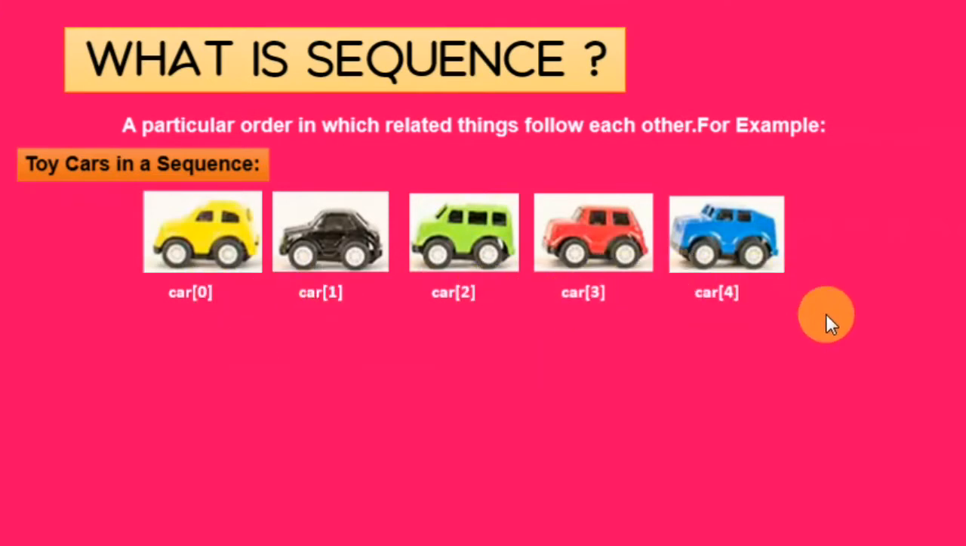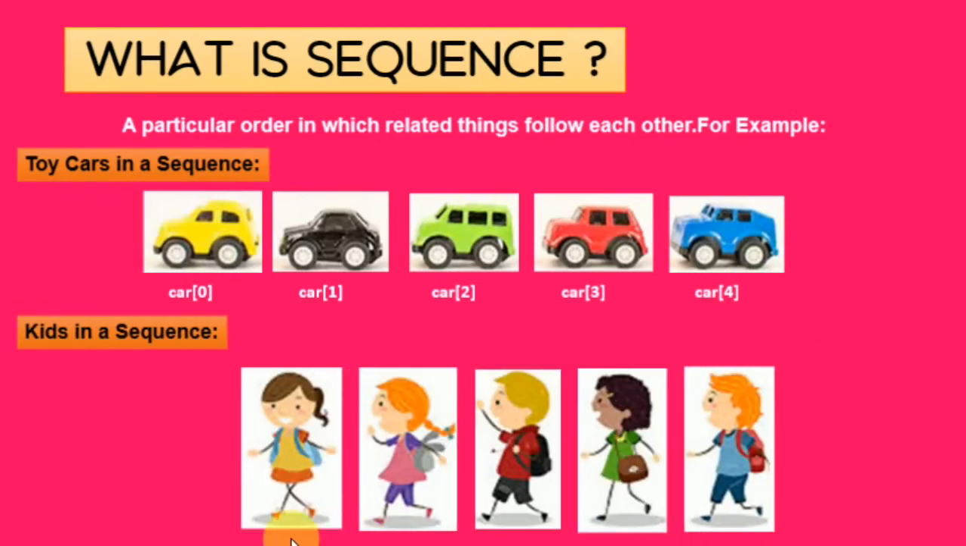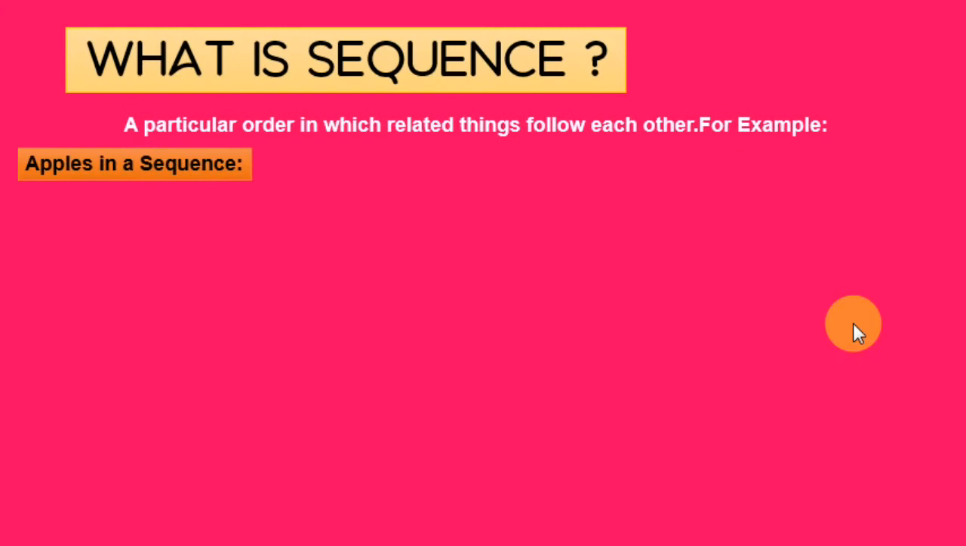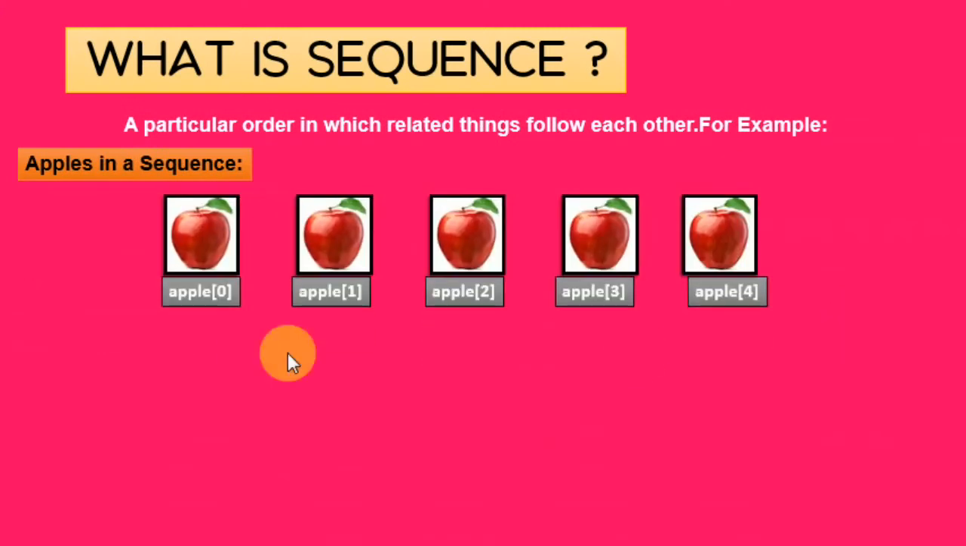Let us take one more example: kids standing in a sequence. In this case, these are kids 1, 2, 3, 4, 5, but the index value starts from kid 0, kid 1, kid 2, 3, 4, like this. I'm going to take one more example: apples in a sequence. That is apple 0, apple 1, apple 2, apple 3, apple 4.